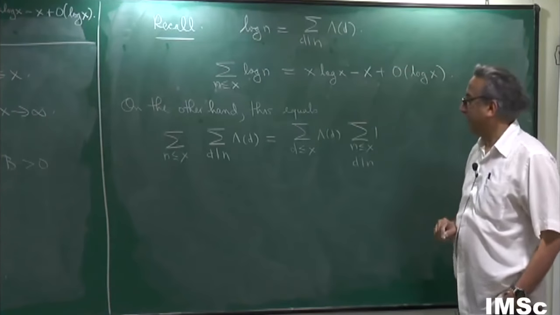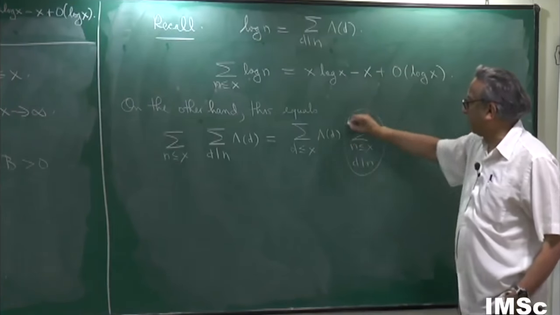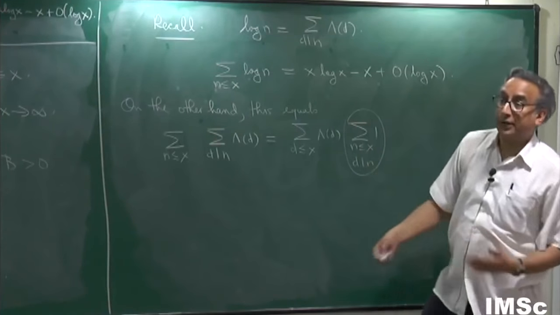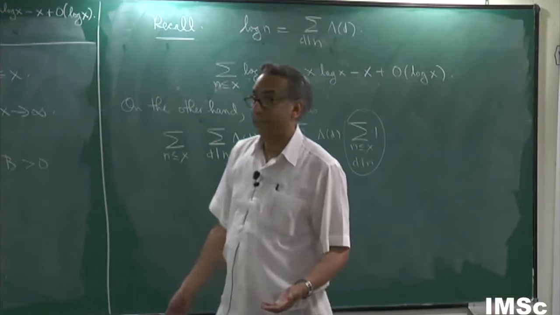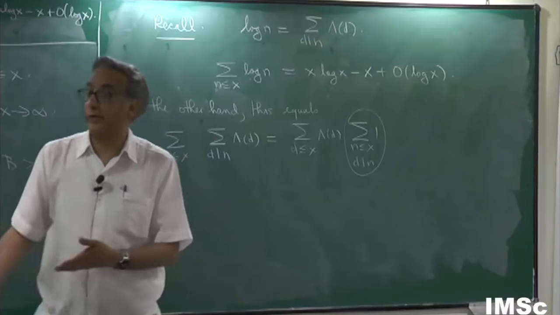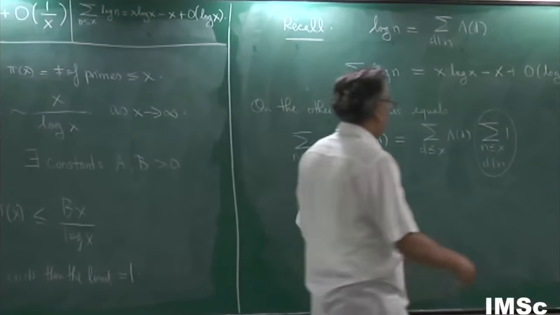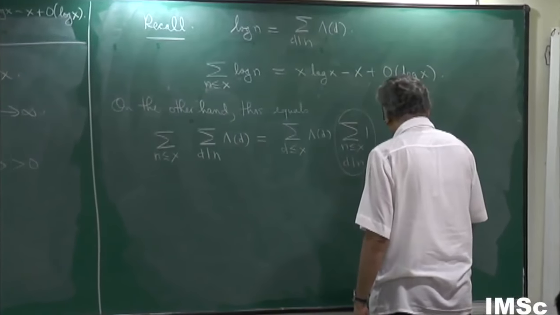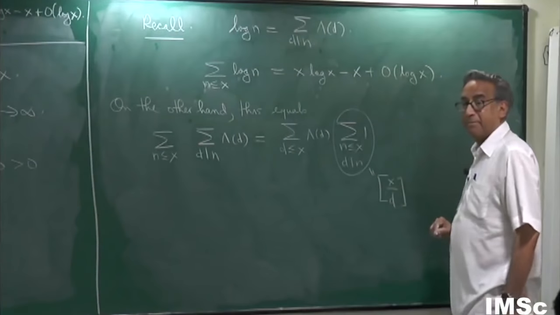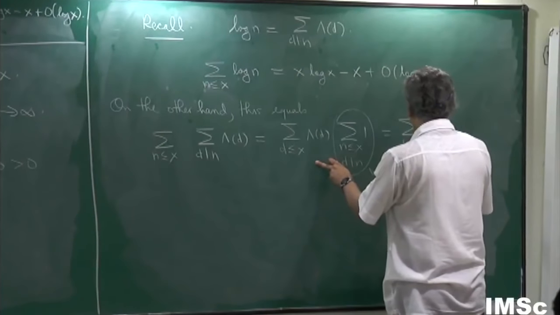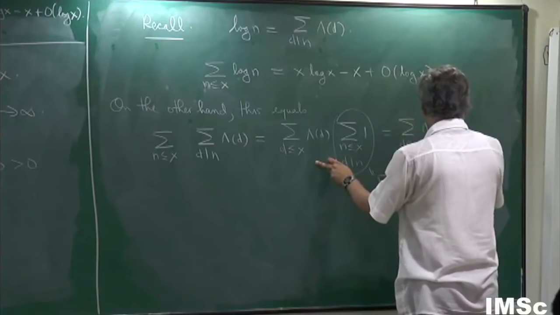Right? That is, how many numbers are there less than x which are divisible by d? Well, they have to look like d times t. And d times t has to be less than x. So t has to be less than x over d. Therefore, this number is nothing but the greatest integer of x over d. Right? Therefore, this is equal to the summation over d less than x of lambda d times the greatest integer of x over d.